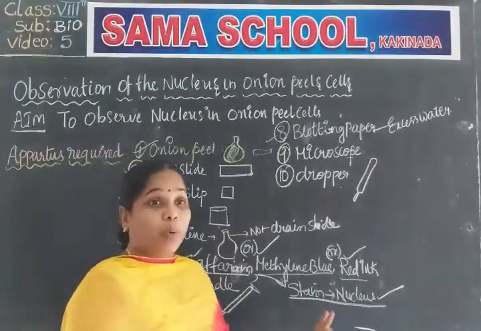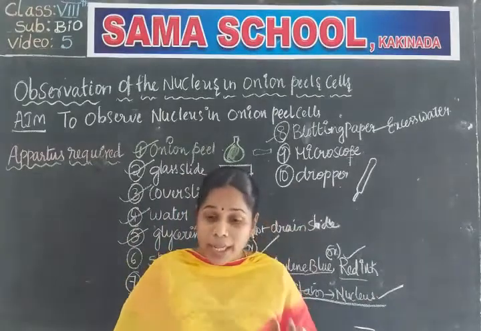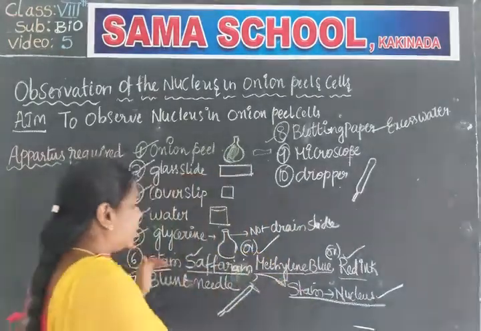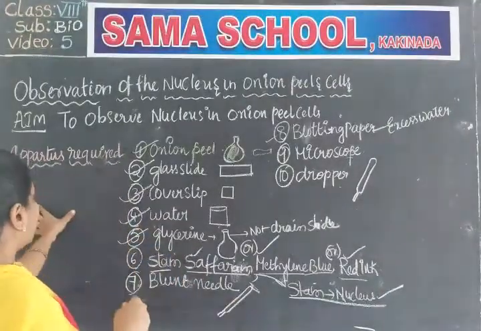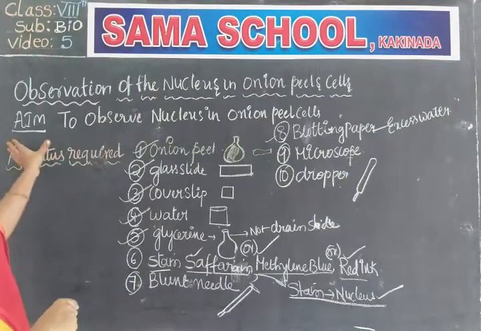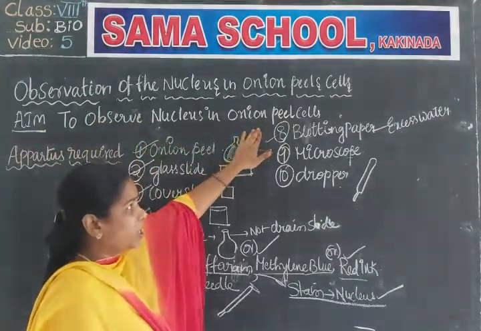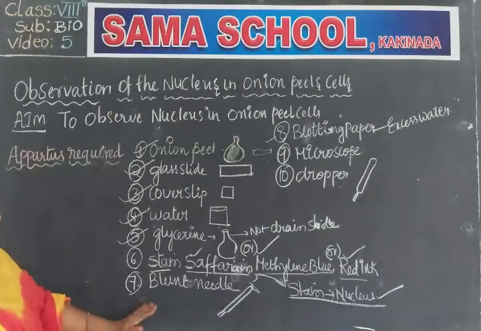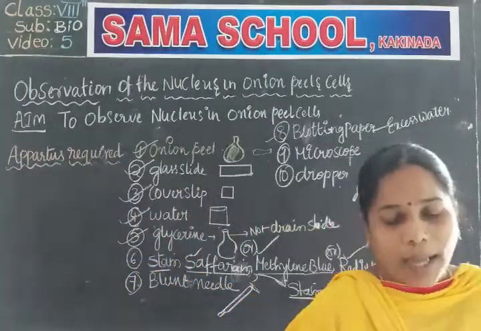I will explain what questions are generally asked by the examiner. Understand? So I hope everyone understood what the materials required are. The aim is to observe the nucleus in which cell? Onion peel cell. These are the materials required. Okay, now we will go for the procedure.